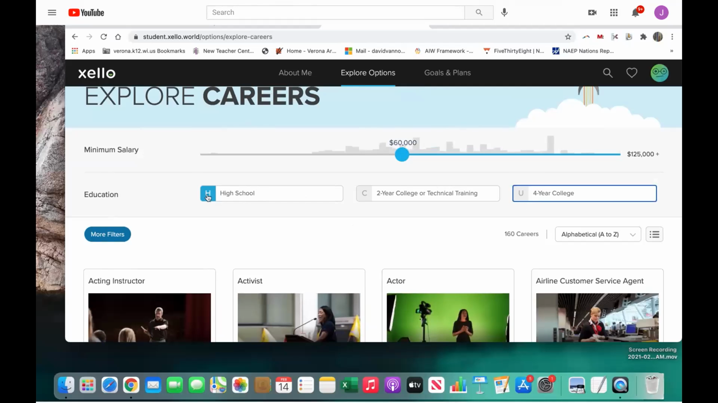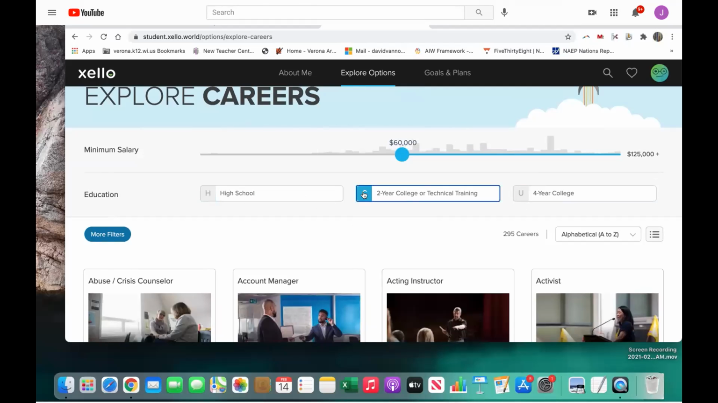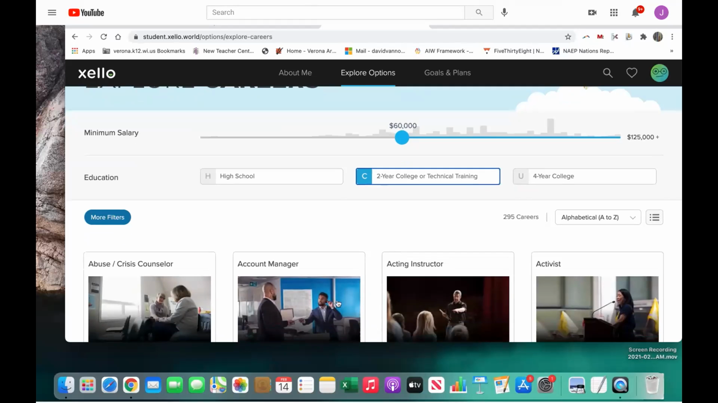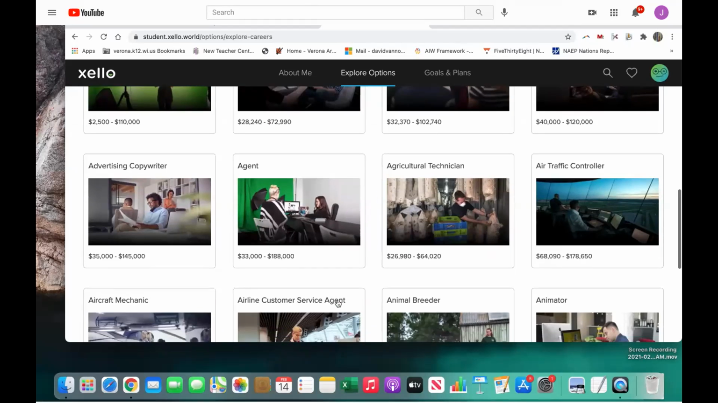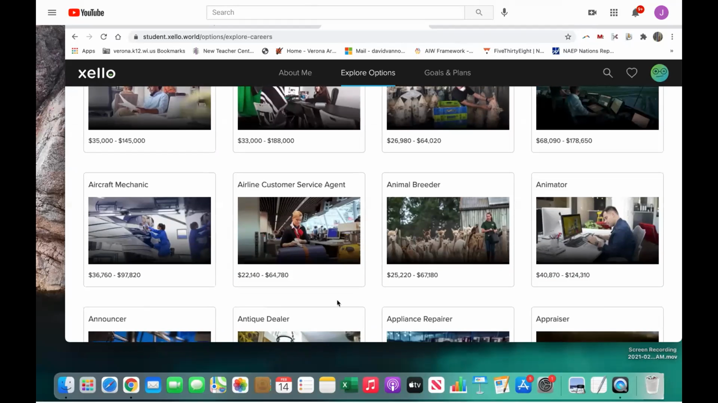So I would set it for whatever level you think you're going to do after high school, as a way to narrow it down. Once you've narrowed it down, they're all in alphabetical order, and you can scroll through and pick one. So for instance, I might want to do aircraft mechanic. Maybe that's something I'm interested in thinking about.